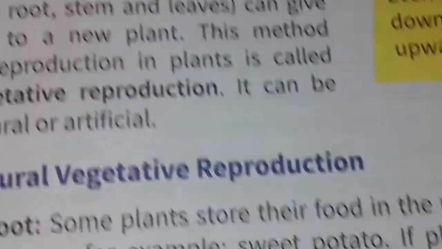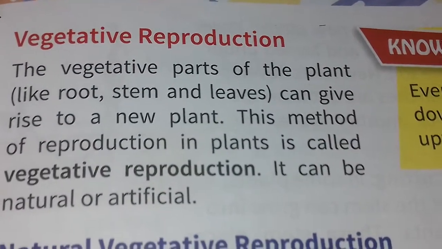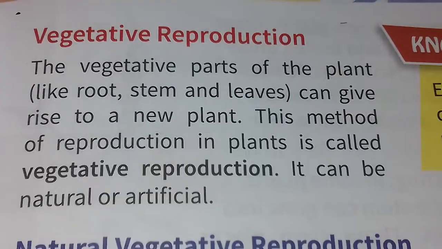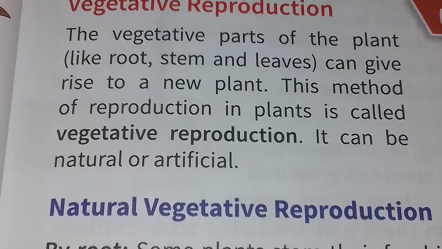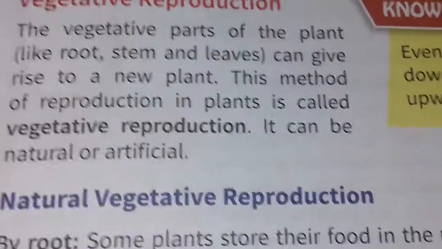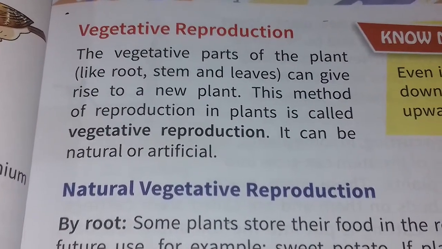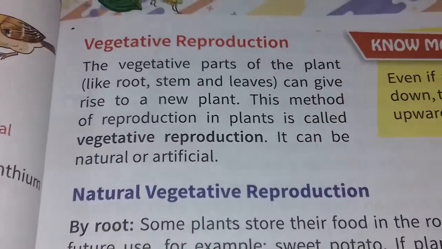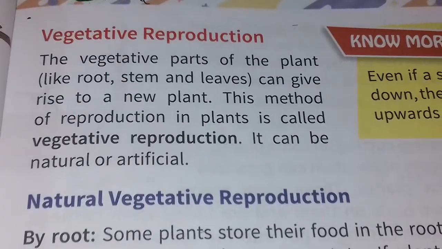What is vegetative reproduction? The vegetative parts of the plant. What are the vegetative parts of the plant? Root, stem, leaves, etc. are the vegetative parts of the plants. They can give rise to a new plant. This method of reproduction in plants is called vegetative reproduction. So, it can be natural, it can be artificial too.